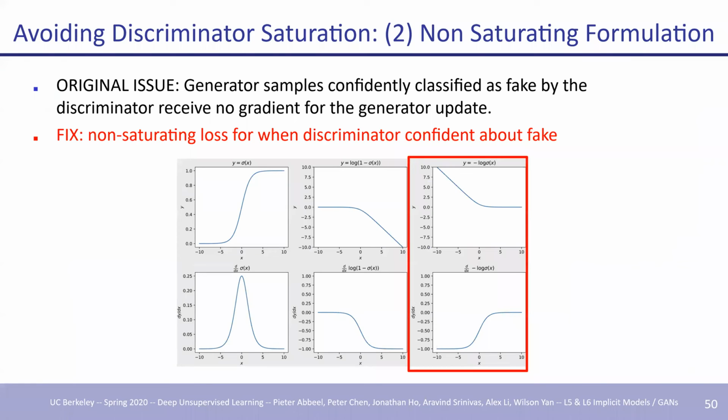But the idea here is that if the generator gets super confident, so this is sigma of f(x), and this is the negative log of sigma of f(x), the derivative here, it's around here at this point that it still has some gradient.